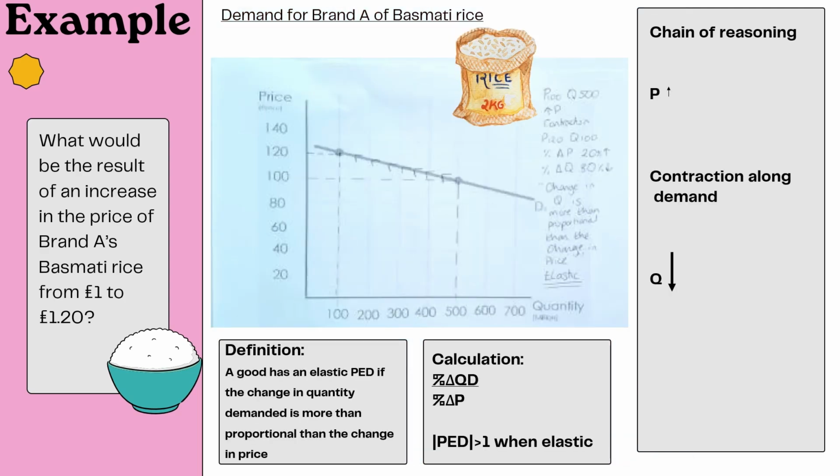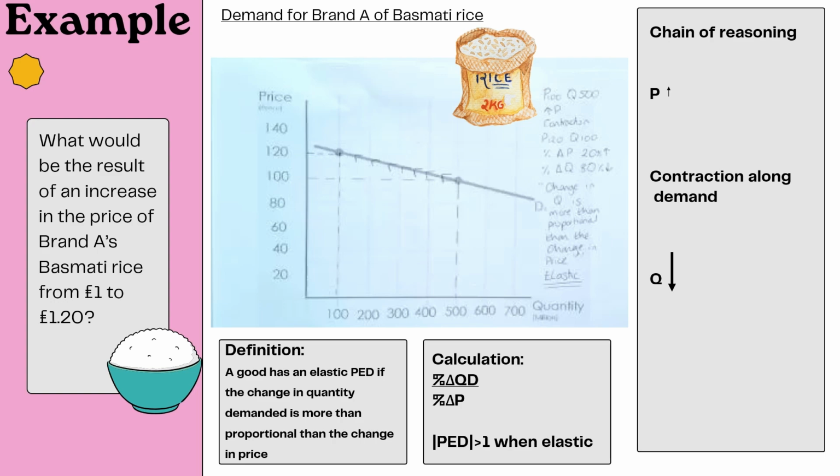Make sure you get the definition written down. Another key note to have written down is how you work out whether a good is elastic or inelastic. The calculation is that you take the percentage change in quantity demanded and divide it by the percentage change in price. If you get a PED value greater than 1, it means your good is elastic.